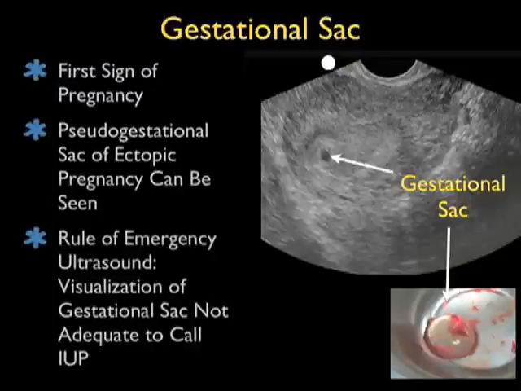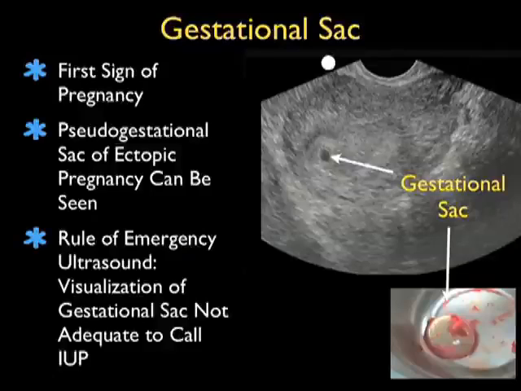The first finding that will occur during an intrauterine pregnancy is going to be a gestational sac, and as we see here in the ultrasound picture to the right, it's a small round circle that's dark or hypoechoic in relation to the rest of the uterus. We actually see a gestational sac below that came out of a patient. Notice that it has a translucent membrane type appearance. Unfortunately, gestational sac is not diagnostic of an intrauterine pregnancy, as a pseudogestational sac of ectopic pregnancy can be seen from hormonal stimulation. So as a general rule of emergency ultrasound, visualization of a gestational sac is not adequate to call an intrauterine pregnancy.